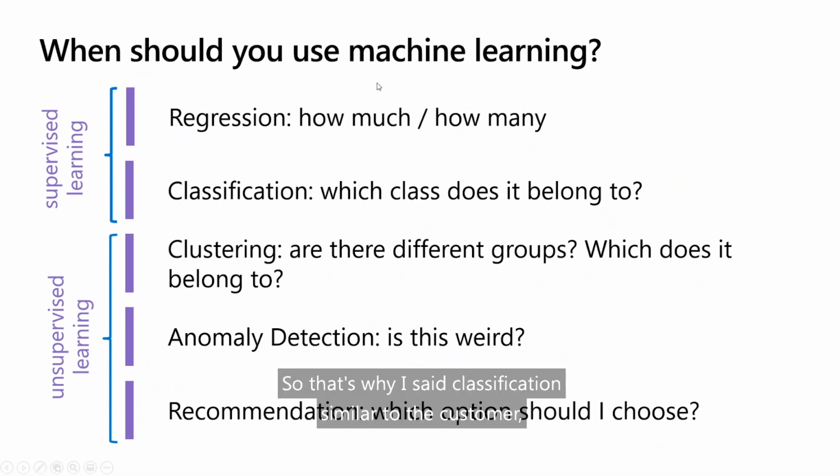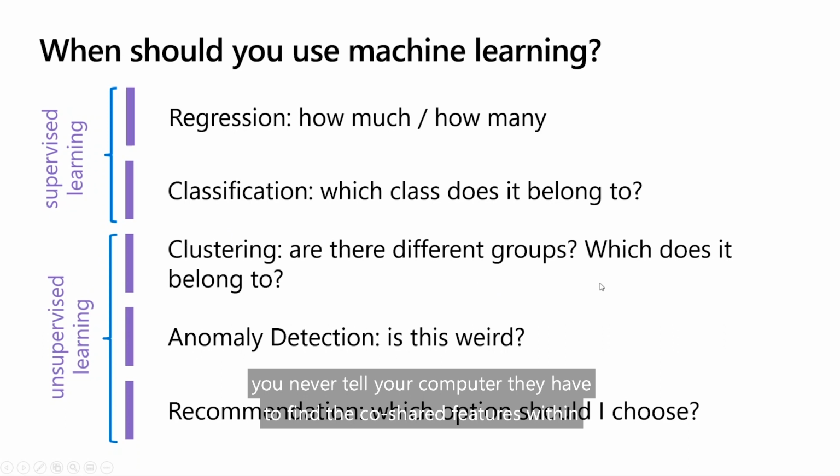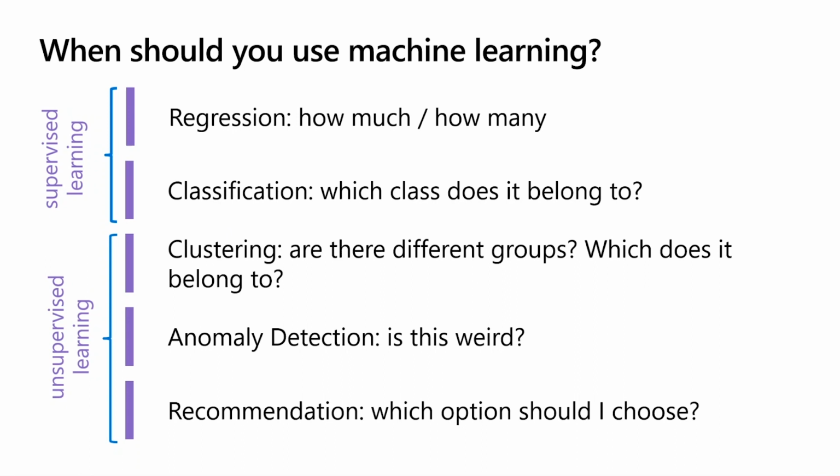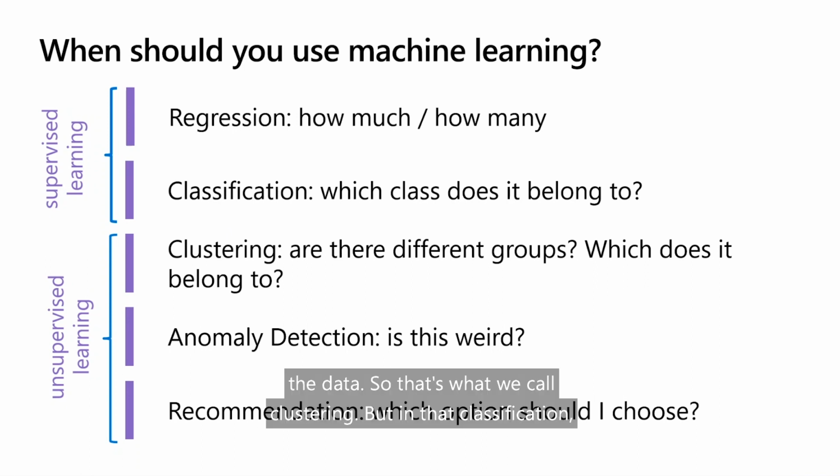So that's why I said classification is similar to clustering, but not the same thing. Because in clustering, you never tell your computer; it has to find the shared features within the data. So that's what we call clustering. But in classification, you already know what features may contribute to the classification. So those are the two differences.